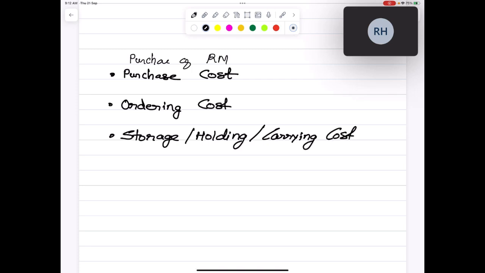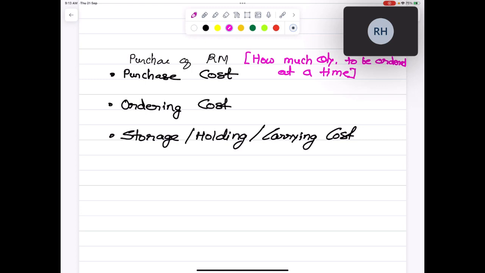So the topic is, my dear student, how much quantity to be ordered at a time. This word is very important. At a time. हिंदी में बोले तो एक टाइम पे मुझे कितना रॉ मटेरियल परचेज करना है. How much quantity a company should order at a time.